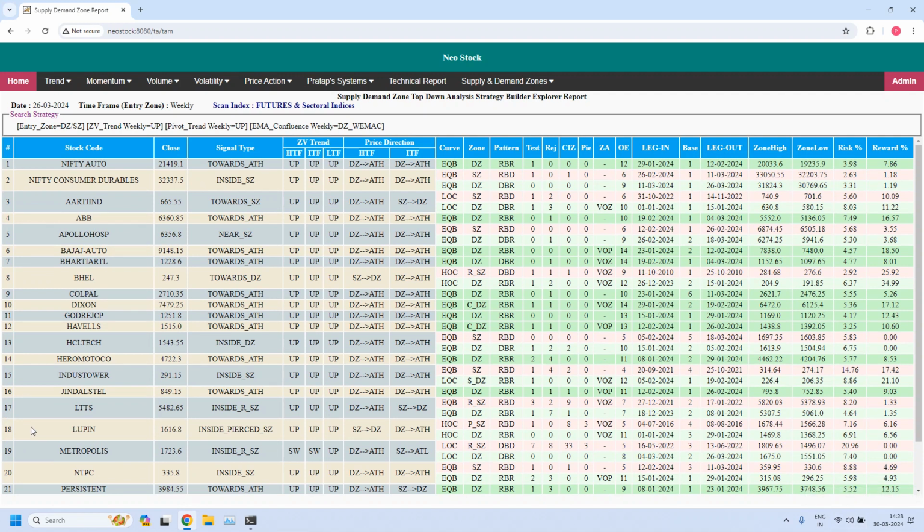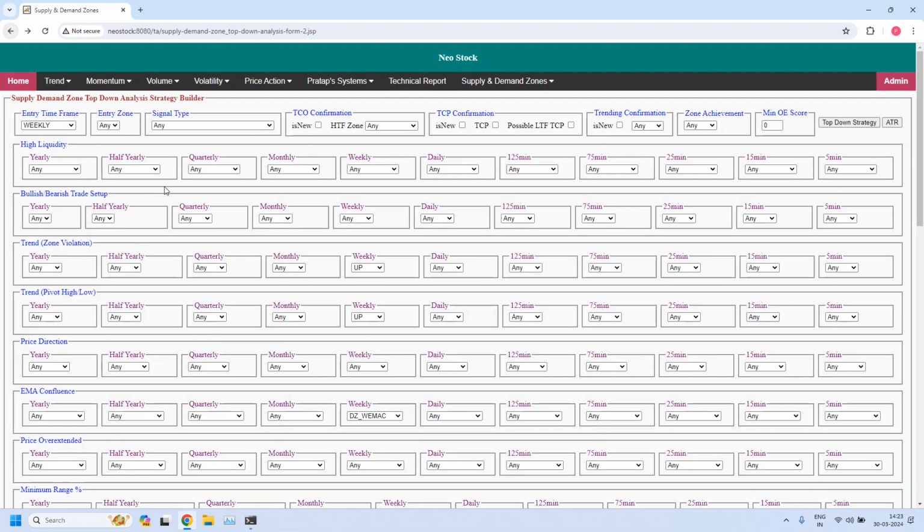Okay, this is about EMA confluence. So stocks are having a weekly EMA confluence and the trend is uptrend. Always look into the search criteria. If you have any doubt, always read the search strategy. This is the strategy we applied for filtering the stocks. That is the power of our NeoStock strategy builder. You can build advanced strategies also by using all these parameters, by providing different combinations.